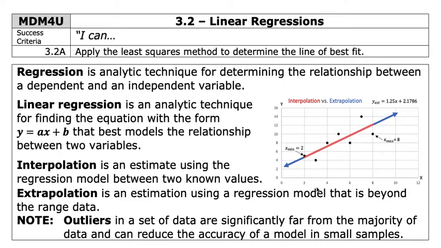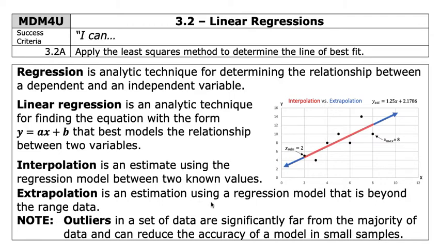However, whenever we substitute in different values of x, in this set, the minimum point is 2 and the maximum point is 8. So when we make a prediction using the line of best fit from within the data, this is referred to as interpolation. Interpolation is an estimate using the regression model between two known values. So that's the x minimum and x maximum in red on the diagram.